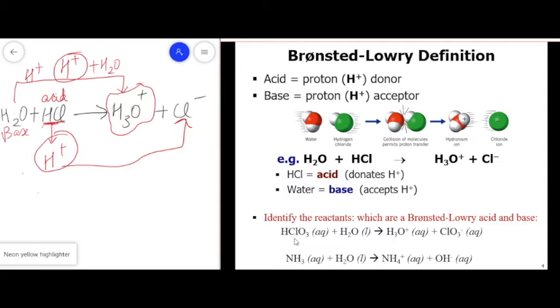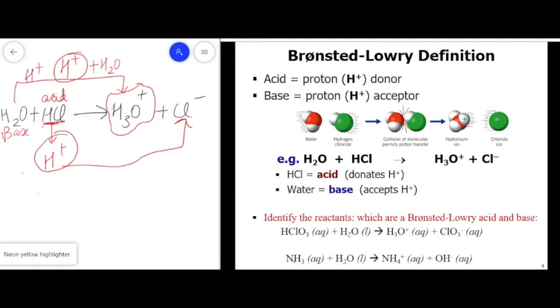In this reaction at the bottom, HClO3 aqueous is reacting with water to produce H3O plus and ClO3 minus. So essentially what's happening is HClO3 is changing into ClO3 minus. What it is losing here is essentially H plus, and this H plus has been accepted by H2O to form H3O plus. So again here HClO3 has donated the proton, that makes it an acid, and water here has accepted that proton, so that makes it a base.